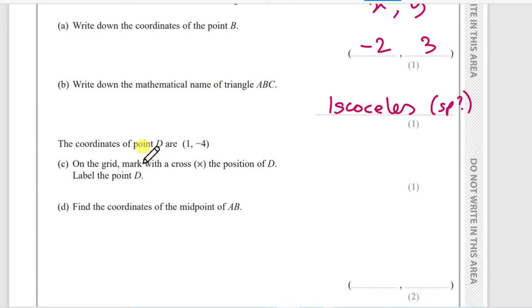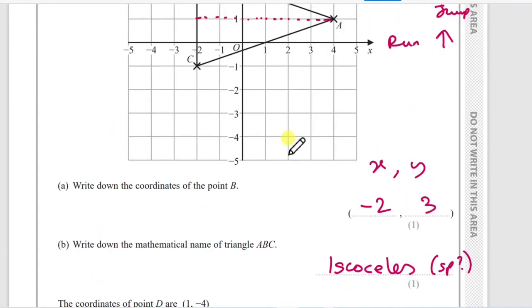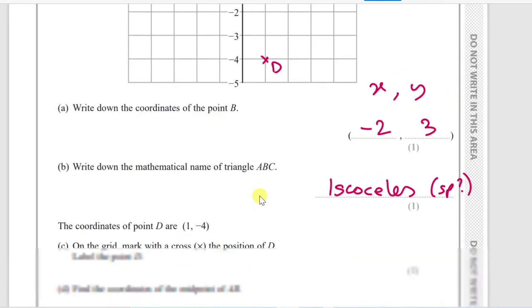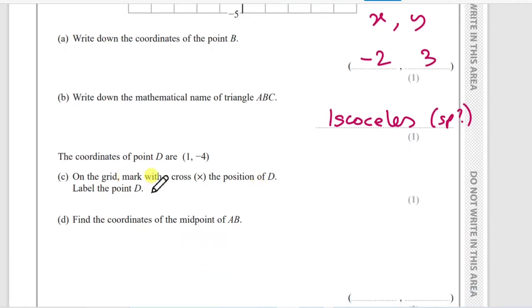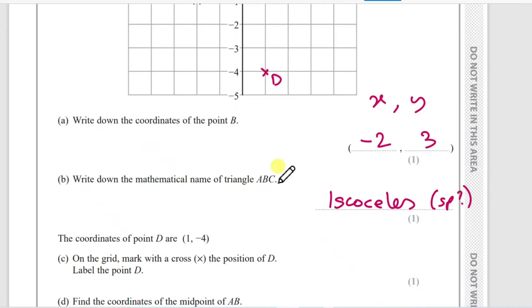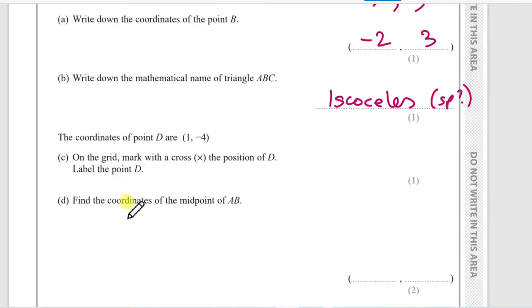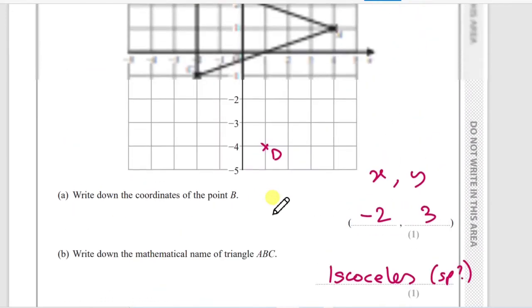The coordinates of point D are 1, minus 4. Let's just plot that in. So 1, minus 4, this is point D. On the grid, mark with a cross X the position of D and label the point D. We did it. So 1 across, 4 down. 1, minus 4 down.